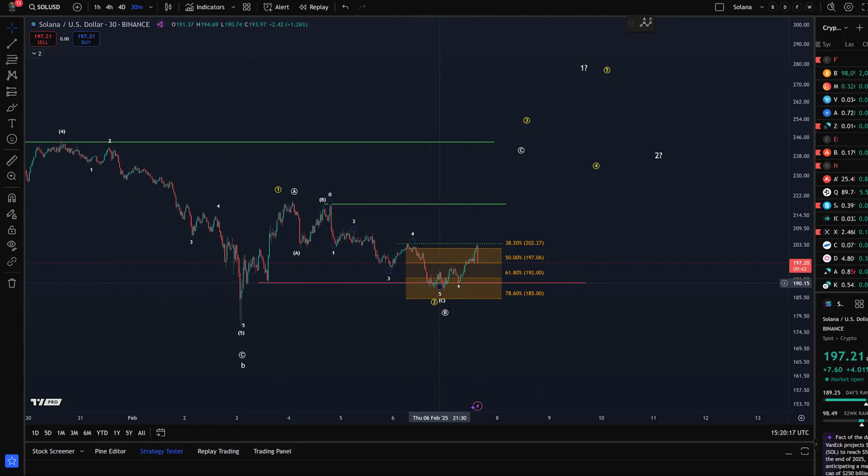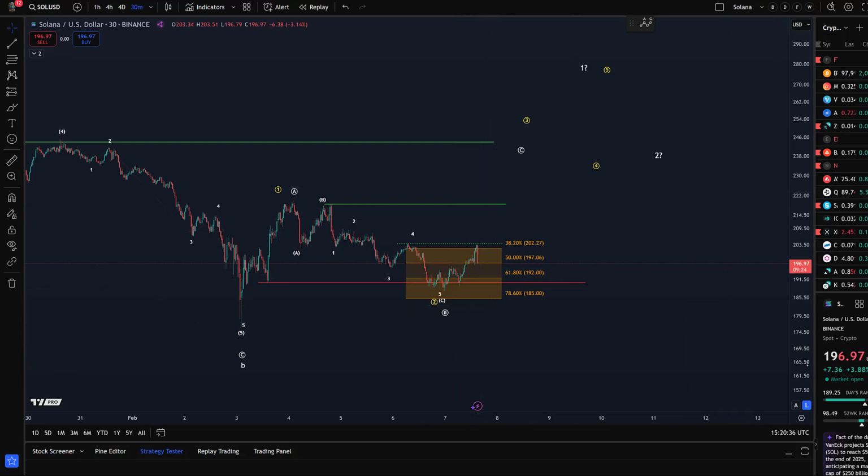I mean, it reacted here around the previous swing low, the golden ratio level in this area between the 61.8 retracement at $192 and the 78.6 retracement at $185. One more low is technically possible even in a bullish scenario, but ideally no sustained break below $185.